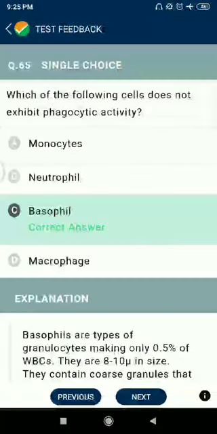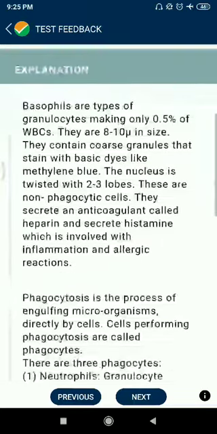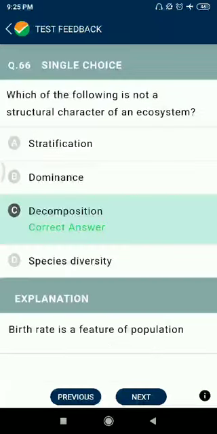Question 65. Which of the following cells does not exhibit phagocytic activity? Basophils. Monocytes, neutrophils, and macrophages are also phagocytic. Question 66. Which of the following is not a structural characteristic of an ecosystem? Decomposition is not.